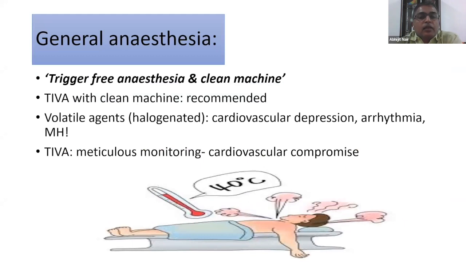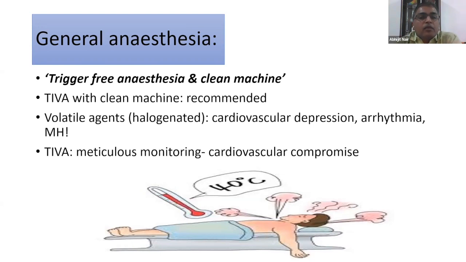Coming to general anesthesia, when regional anesthesia is not possible and you have this kind of patient for surgery, the key, which should not be forgotten, is trigger-free anesthesia and a clean machine. Trigger-free means drugs or agents that can trigger any kind of crisis, for example succinylcholine, halogenated volatile anesthetics, anticholinesterases. And a clean machine is a machine from which volatile anesthetics have been totally flushed out. So this is the meaning of a clean machine.